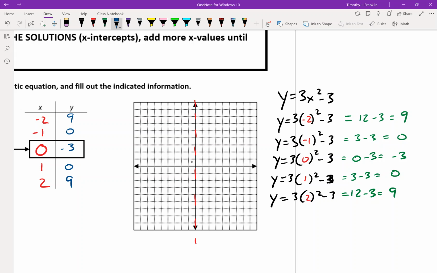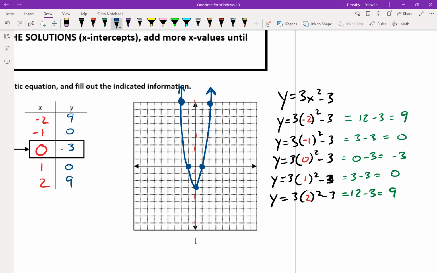We have negative 2, 9, that's left 2, up 9. Right here. Negative 1, 0. 0, negative 3. 1, 0, and 2, 9. And so you can see we have this V shape, and do your best connecting it. It's not a straight line, so it doesn't have to be perfect.